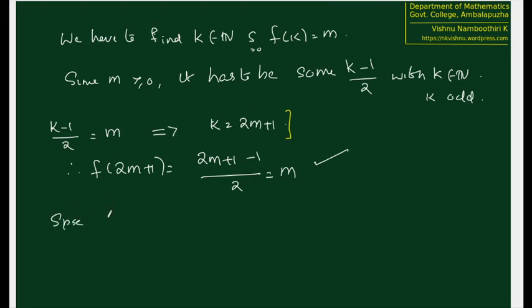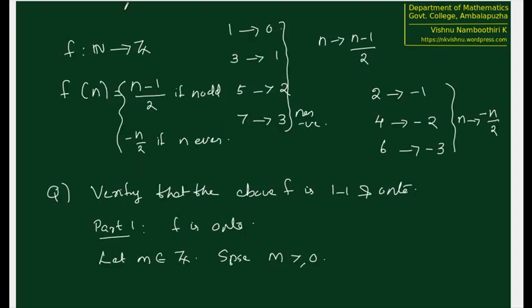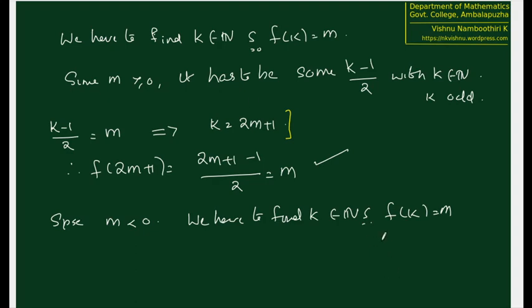Suppose now m is less than 0. Now, as in the previous case, if m is less than 0, we have to find, if it exists, k belongs to N such that f of k equals m. But m is less than 0, and therefore we can probably guess that m is going to be equal to minus k by 2. So we will solve for that.